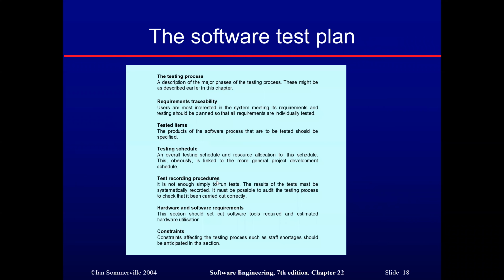Test recording procedures. It is not enough to simply run tests. The results of the tests must be systematically recorded. It must be possible to audit the testing process to check that it has been carried out correctly. Hardware and software requirements. This section should set out software tools required and estimated hardware utilization. And finally, constraints affecting the testing process, such as staff shortages, etc., should be anticipated in this section.